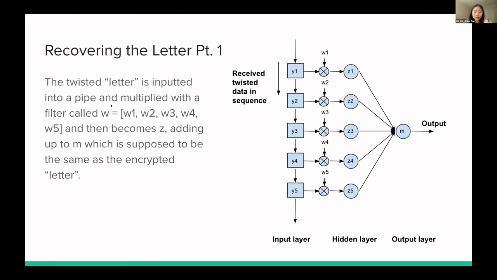Now we will recover the original message from the twisted letter. We will use a filter to unwind the twist and remove the noise. Here's how the filter is applied, where each twisted symbol is multiplied with a set of weights. The first character is multiplied by W1, the second by W2, and so on. We then sum the products to output M. Our objective is to find the correct value of the weights so that the filter reliably recovers the original message.